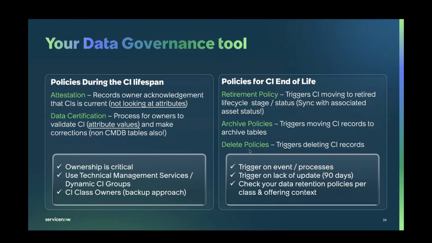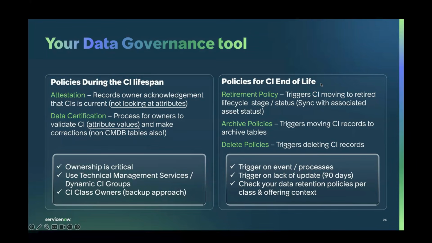Just a quick note, ownership is critical here too. You can't assign these tasks if you don't know who the owners are. So some of those previous agents that we walked through are going to be very useful. Also, the technical management services to assign ownership at scale is a very useful thing. We talk about that in our CSDM training courses, as well as our new data foundations certification. We'll talk about that in a minute. And then the CI class owners are a backup approach. I don't recommend CI class owners at scale because different people usually own different segments of the different data centers, or they might own different segments of the classes, depending on being production or non-prod.